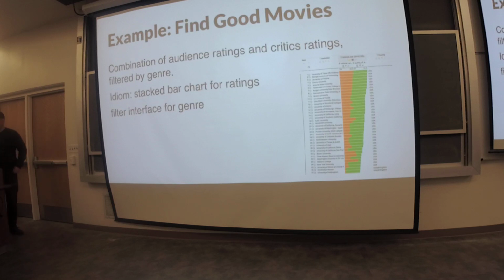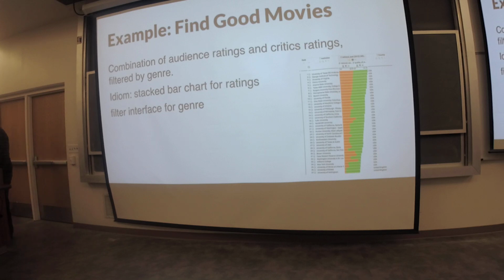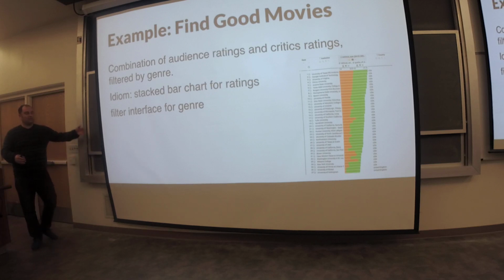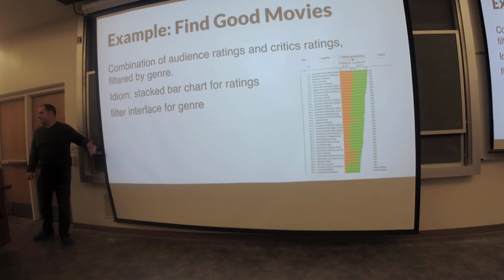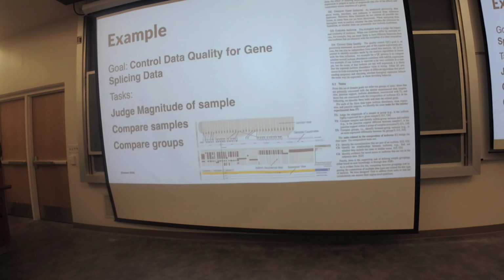And so for the find-good-movies example, I could say, hey, what I think is a good movie is a combination of audience ratings and critics ratings, maybe with a bias towards critics ratings, so that I care more about the opinion of critics. And then I want to filter them by genre, for example, to exclude horror movies. And the visualization idiom that can do that is a stacked bar chart for rating and some interactive filtering to remove the genre. And so that would be a reasonable solution for this problem.